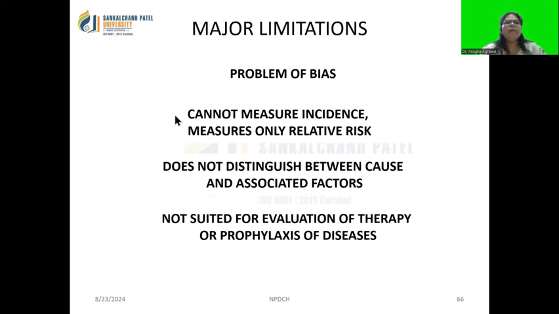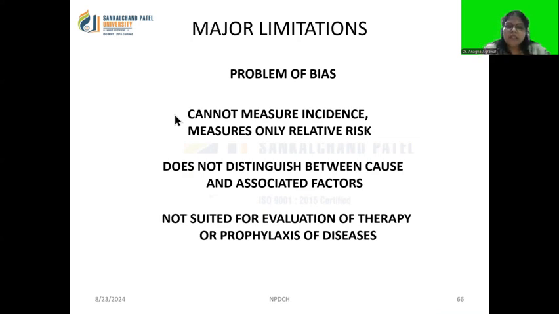To produce that proof, we need to do a cohort study or the experimental study. So it just says there is some association between this risk factor and this disease. But 100% with the help of a case control study, we cannot make a statement that definitely there has to be some relationship. For that, we need to do a cohort study and randomized control trial. Obviously, for a cohort study and randomized control trial to be done, we need to get this study done so that we have at least some association between the risk factor and the disease. Not suited for evaluation of therapy or prophylaxis of the disease.